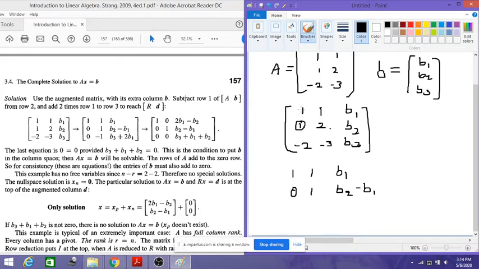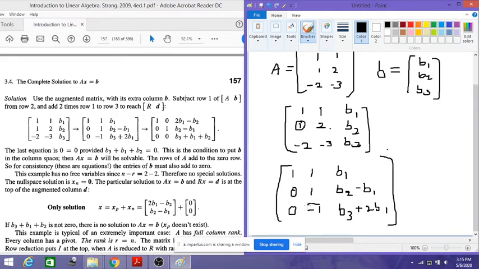Here we'll multiply with minus 1, and then we're going to subtract it. Then minus 2, so this will become 0. Here I'll get minus 1. Here I'll get b1. Sorry, it is b3. Then I'll get b3 minus of minus, I'll get plus 2b1. So this is the solution for this.